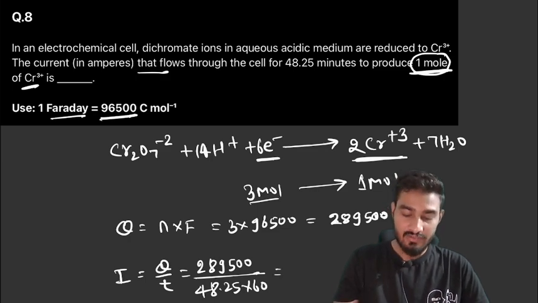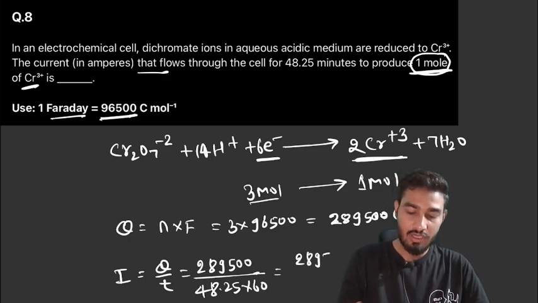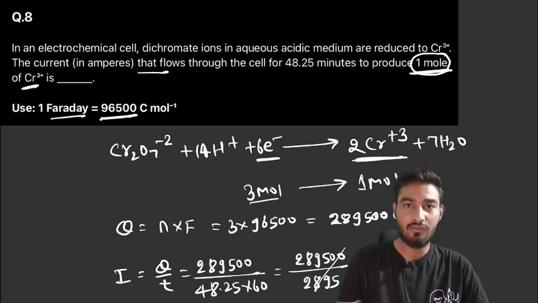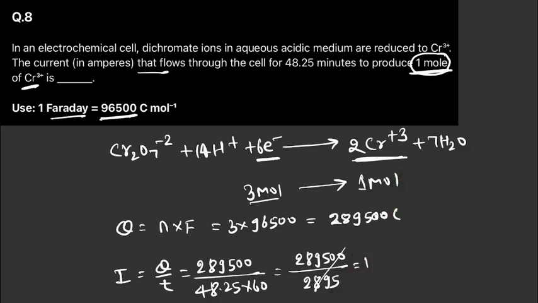When we solve this, the denominator will also come out as a very easy number, 2895, and it will exactly cancel out by 100. So 100 ampere current flows in 48.25 minutes.